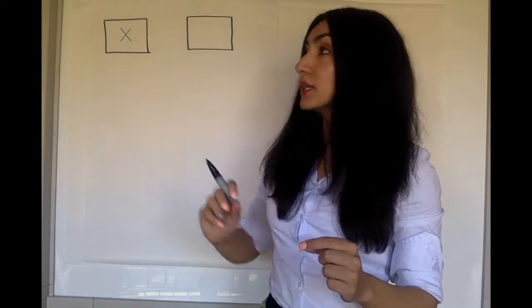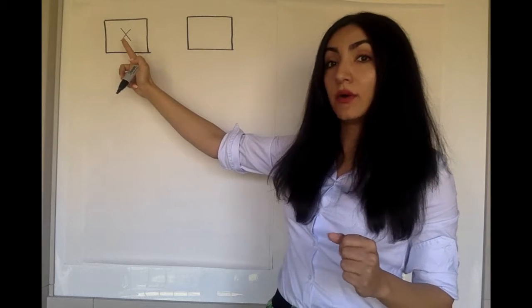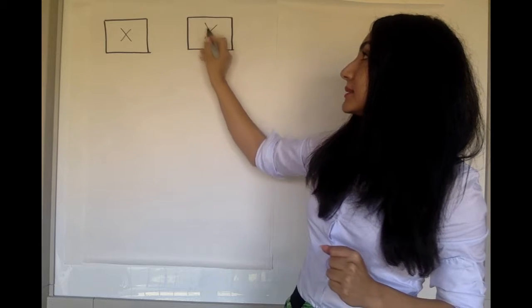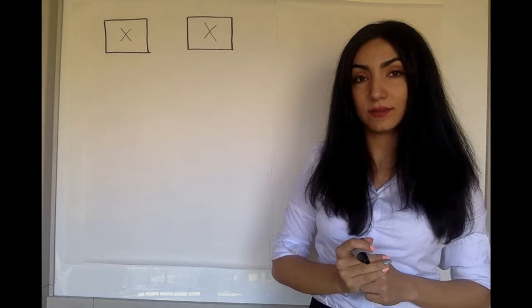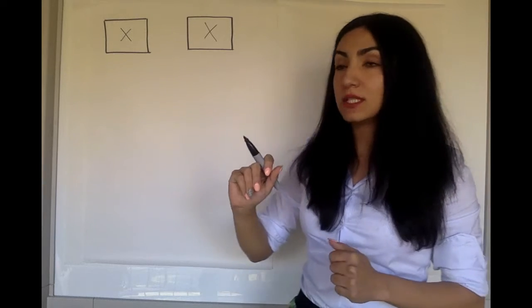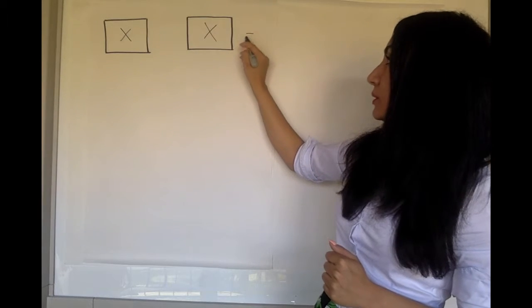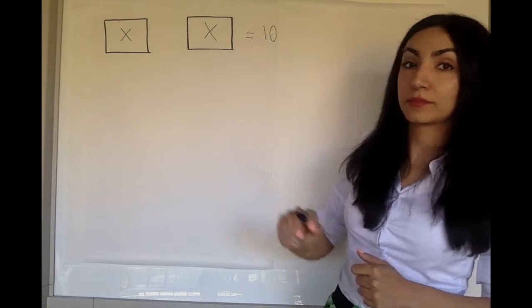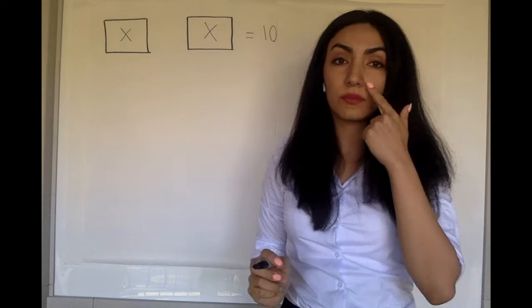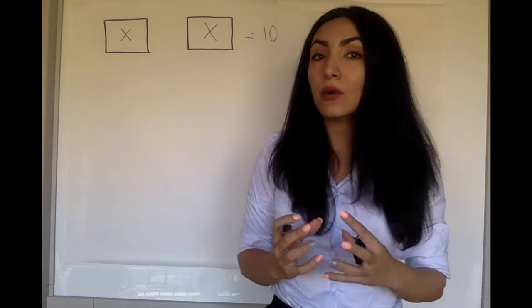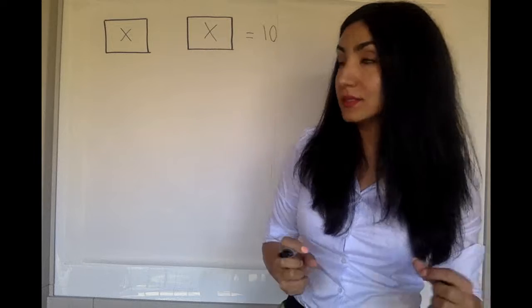But because the number of marbles here are equal to the number of marbles here, I can name them as X as well. And let's say I know that they add up to 10. So equals 10. Right? Okay. So let's say how I can find what X is.